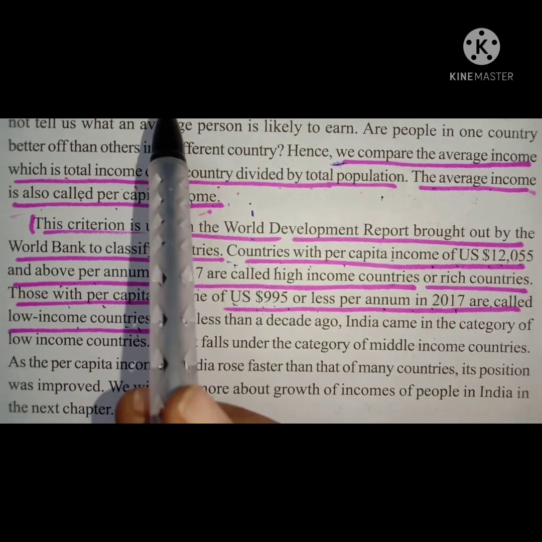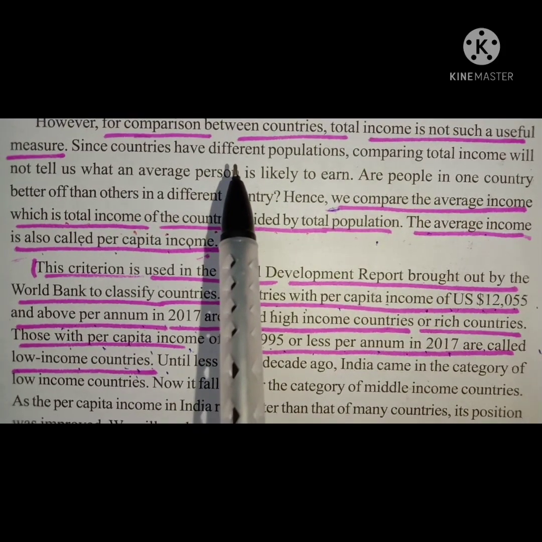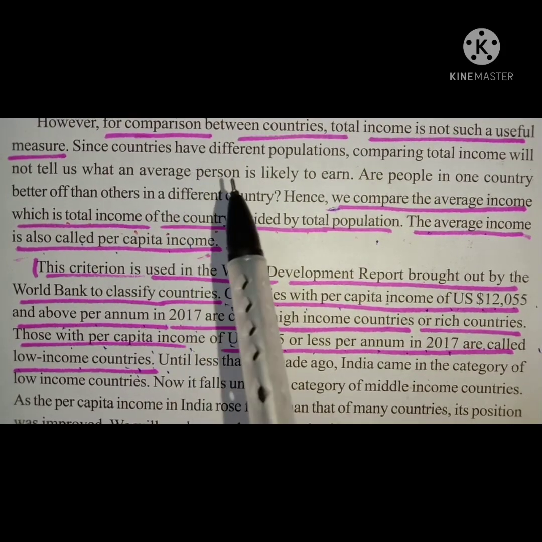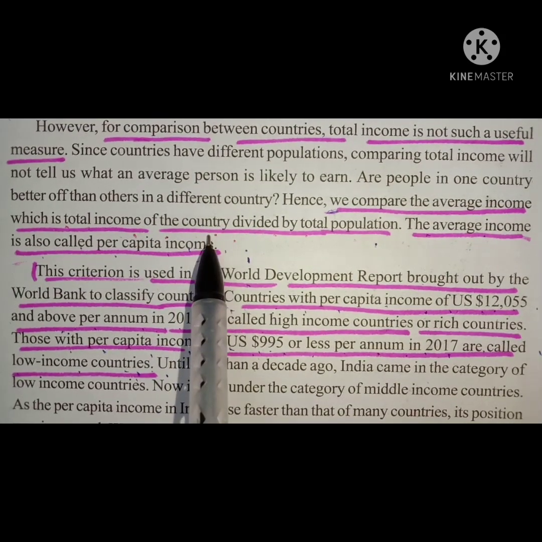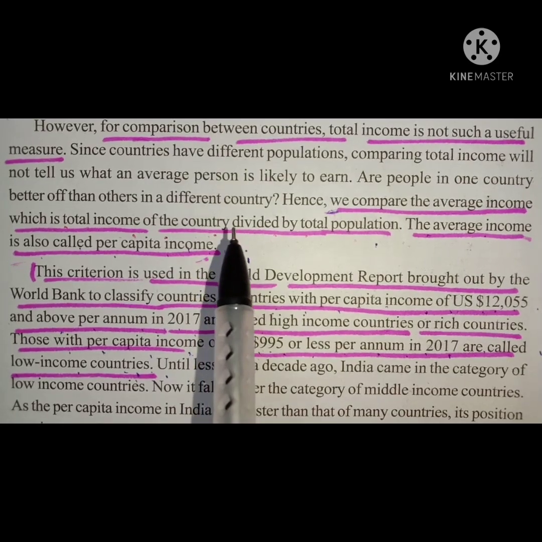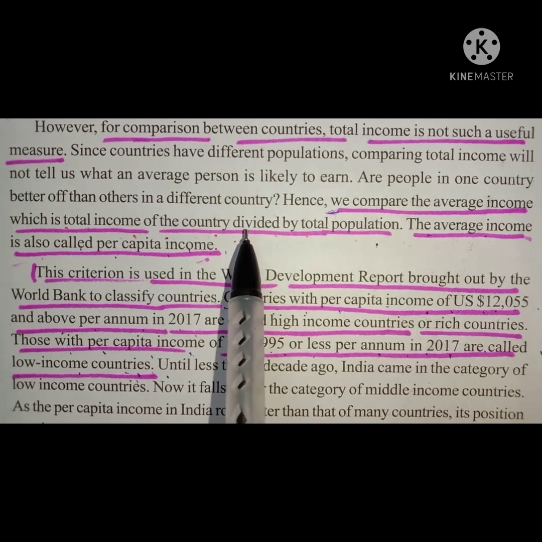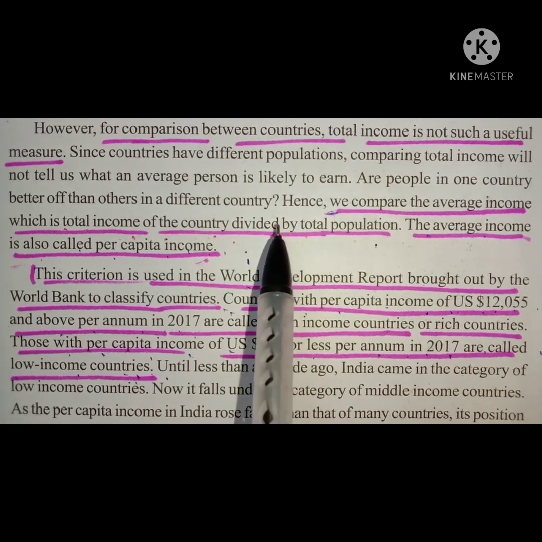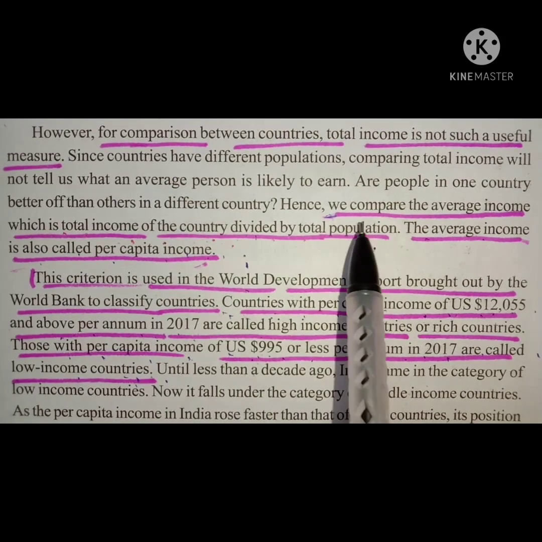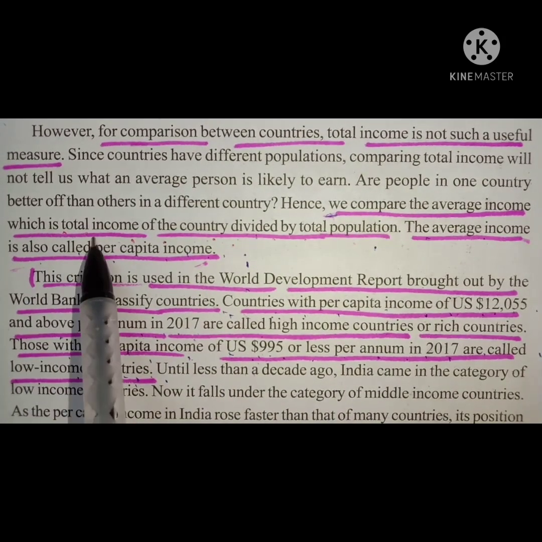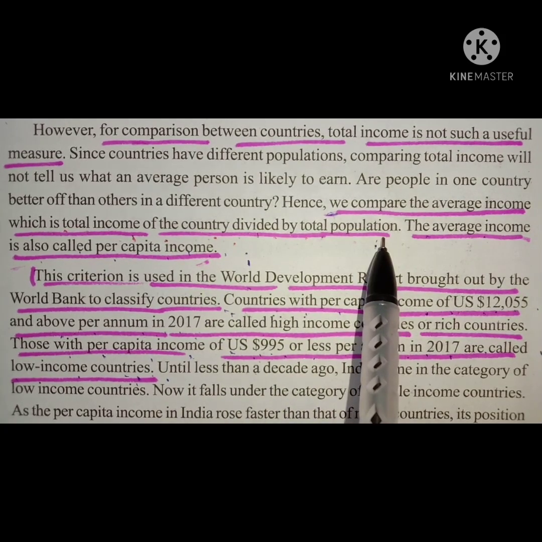For comparison between countries, total income is not such a useful measure; that is per capita income. So define per capita income, it is a 1 mark important, very important question. Per capita income is the total income of the country divided by the total population. Understand, children? So we compare the average income.